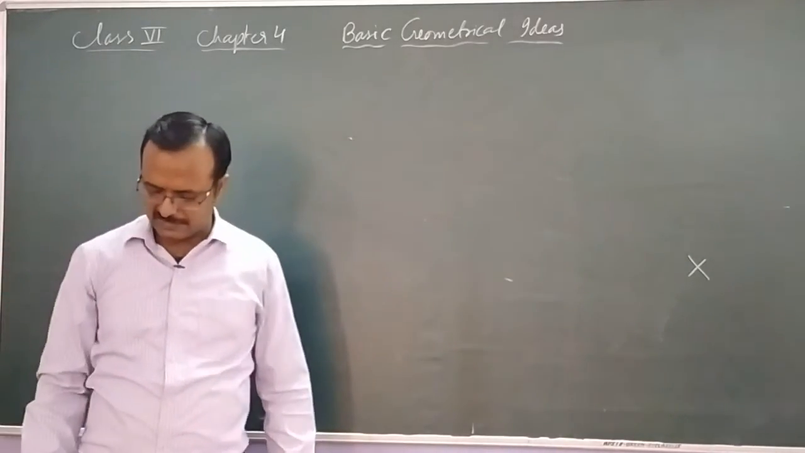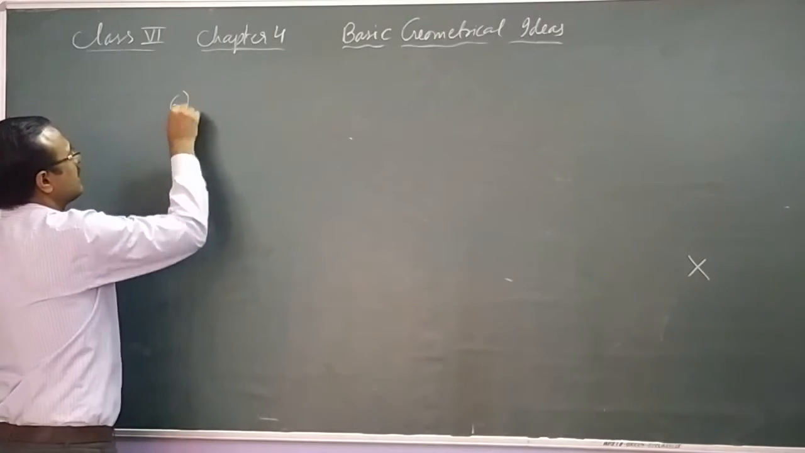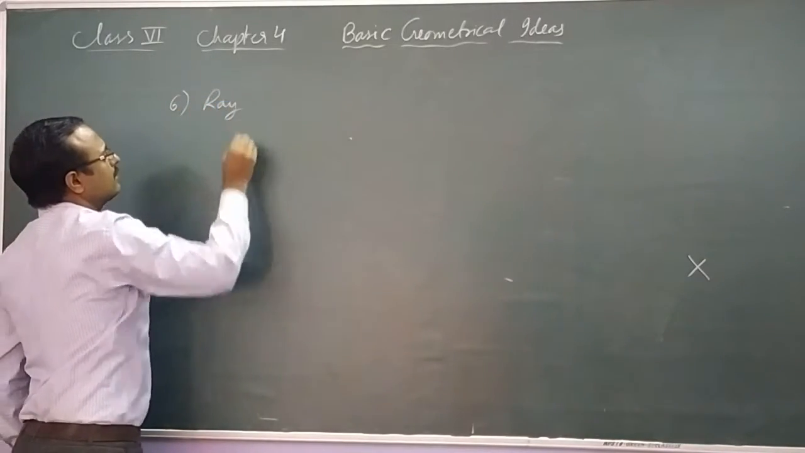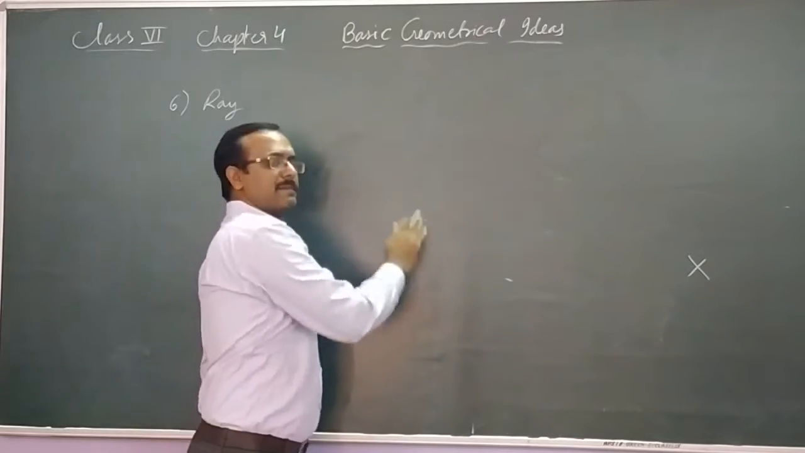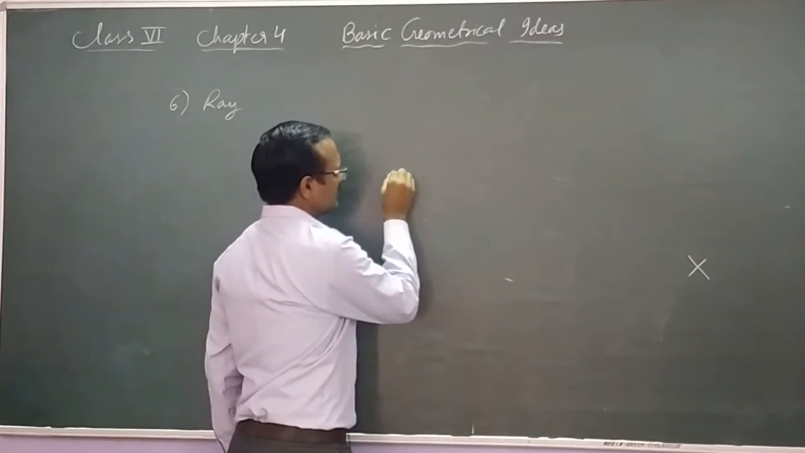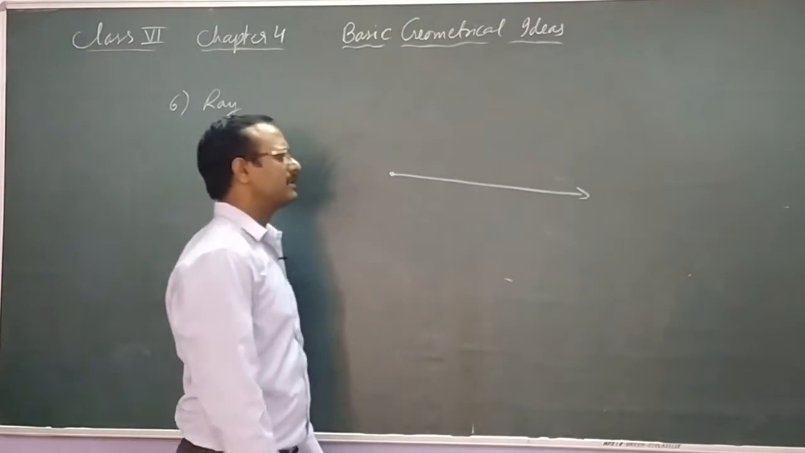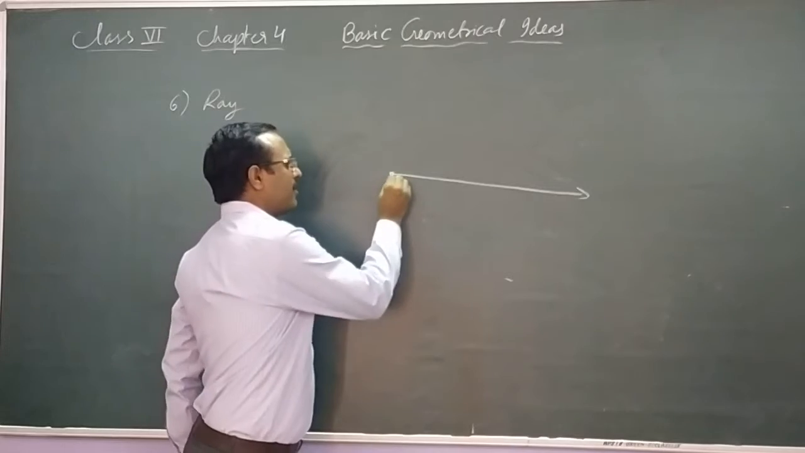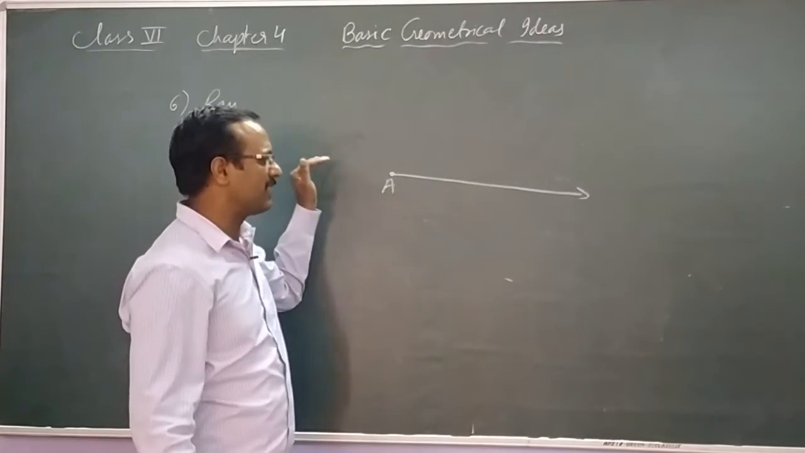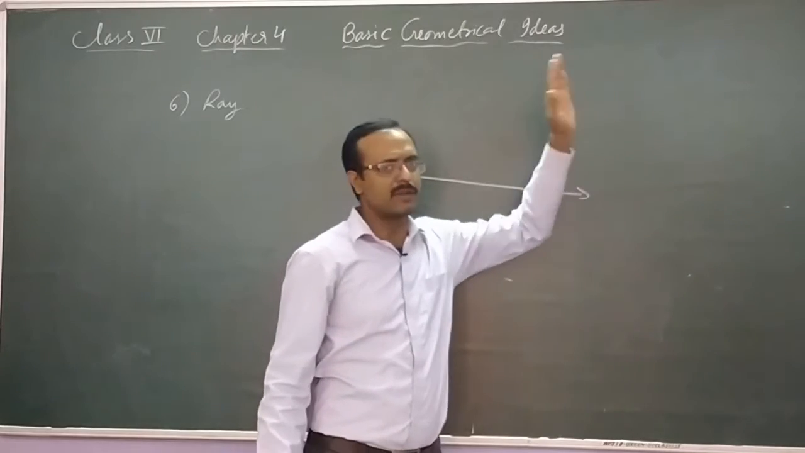Our next topic is a ray. So what is a ray? A ray is also a part of a line, but the concept is that it has a starting point, but there is no ending point. That means it will start from a point and the line will continue on the other end. It will go up to infinity.